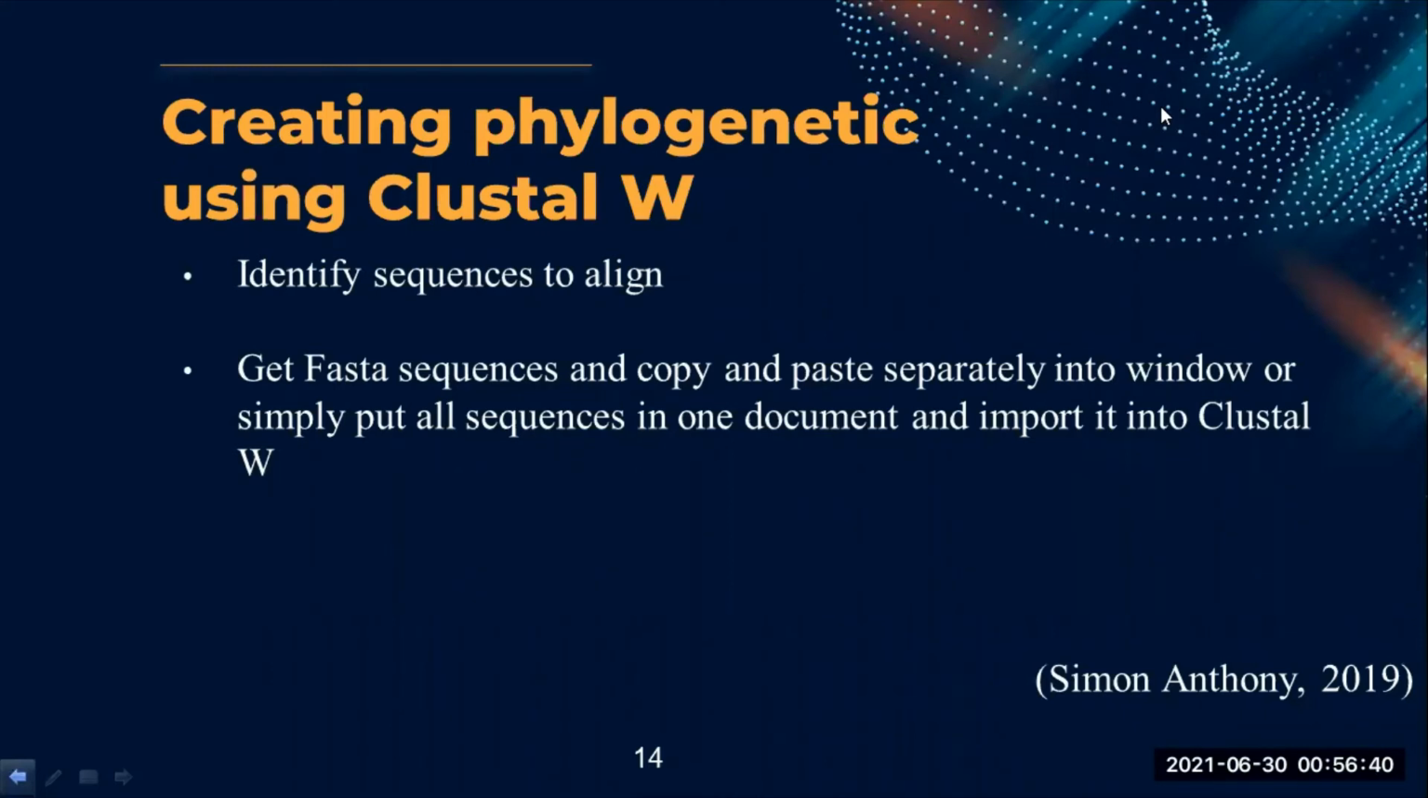So, the first step when trying to construct this phylogenetic tree using Clustal W is to identify the query sequences that you want to align, such as the sequences of a bacteria and the human and so on. After which you can copy the FASTA sequences for that organism or that protein and paste them into Clustal W, or you can compile all of them into one document and then place them into Clustal W using the choose file option.